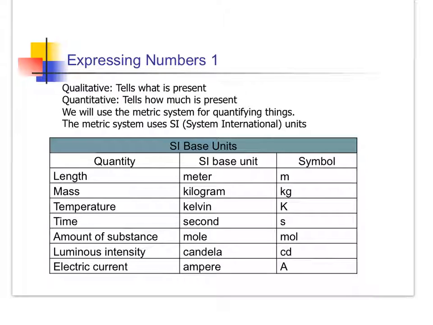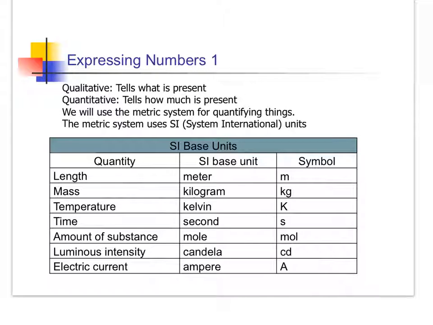We have 2 ways to express our numbers. There are qualitative, which tells us what's there, and quantitative, which tells us how much is present. Qualitative is just like, oh look, it passes the test. A negative qualitative analysis doesn't mean that it's not there. It's just not there at a certain point. So quantitative tells us how much is actually present.